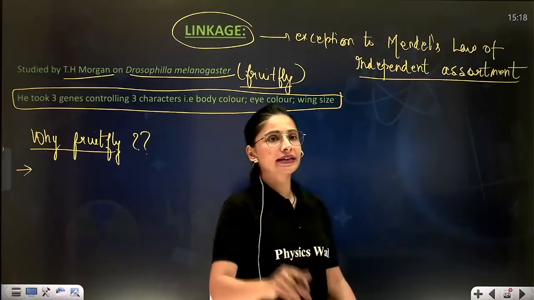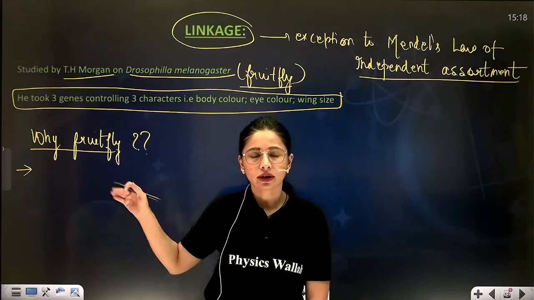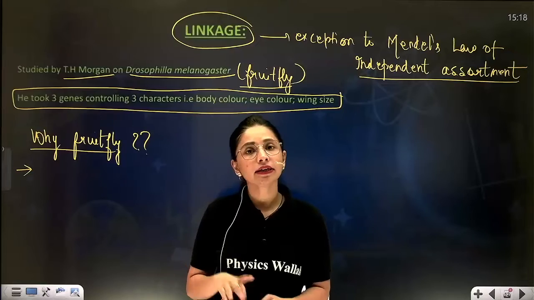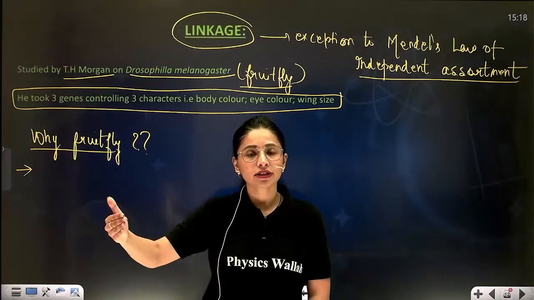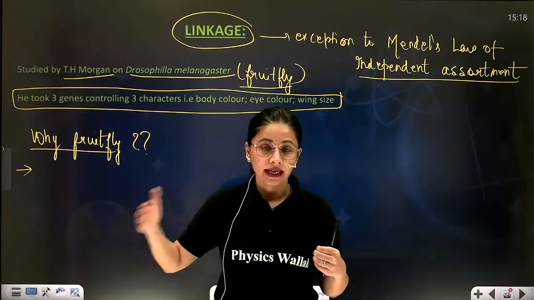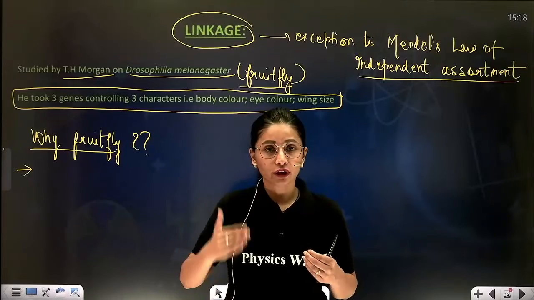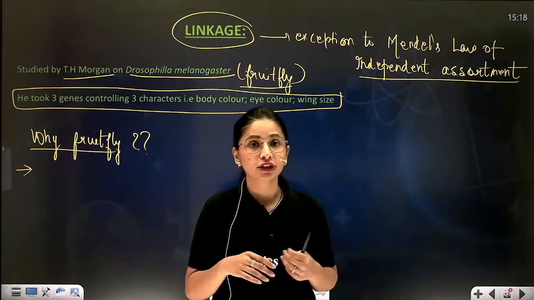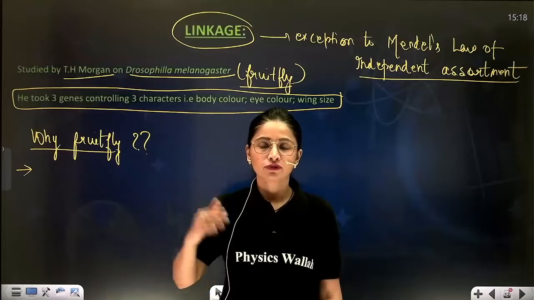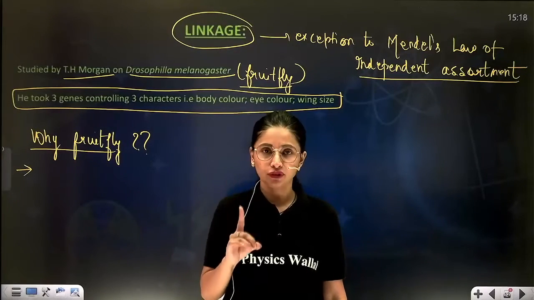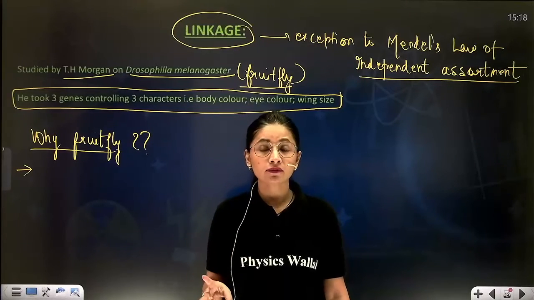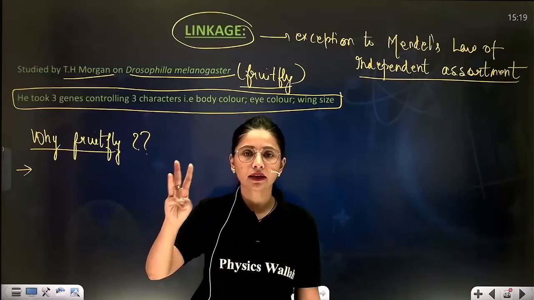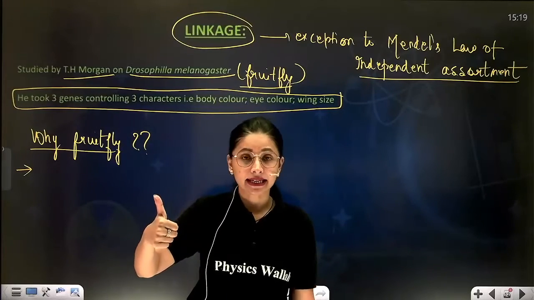The first reason why Morgan chose fruit fly is that the lifespan of fruit fly is very short. It is nearly 2 weeks. So the scientists do not have to wait long for new generations. For example, if scientists were working on humans, the gestation period is about 9 months, so they would have to wait 9 months for the next generation to come out. In this case, it is not so. Fruit fly has a very short lifespan of about 2 weeks. Second, the number of chromosomes in fruit fly is very, very less. They only have 4 pairs of chromosomes, out of which 3 pairs are autosomes and 1 pair is sex chromosomes.